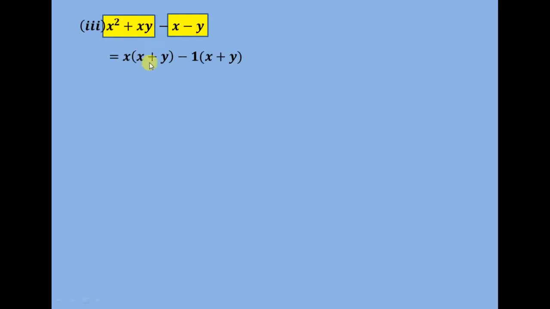This x will be here plus, already x is here, so y will be here minus. So x minus y is there, so from here I will take minus 1 common out. So x is x, this minus becomes a plus. Why? Because I have taken a minus common out, so minus becomes a plus y.